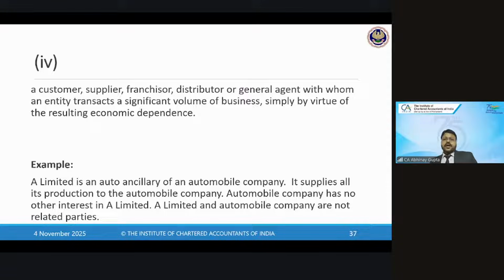So just by having a significant transaction in terms of volume with any of these parties, they don't become related just by virtue of having a significant transaction. Doesn't matter. So customer, supplier, franchisor, distributor, general agent, any other party with which the company is having significant volumes of business, or maybe 100% of the volumes of business, simply by virtue of the economic dependency, these parties are not related parties unless and until we dig deeper and find some other clause becoming triggered. Correct?